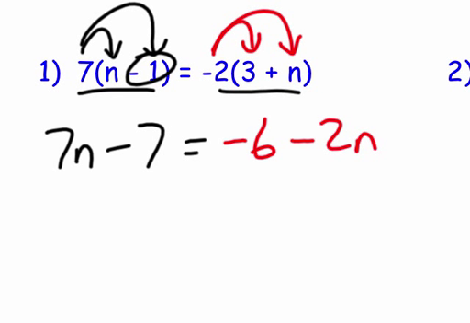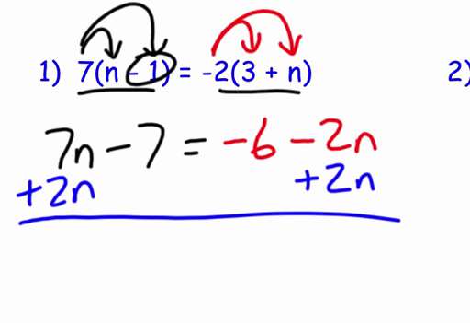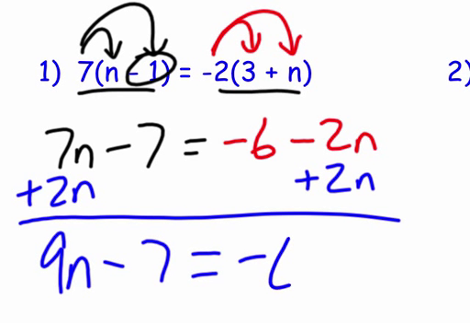Now they're both simplified. So I can get my variable to one side. Usually you want to move the variables that are negative because the inverse is a positive 2n. So to get rid of that -2n, I add 2n. Whatever I do to one side, I do to the other. Got to do it right below the term with the n. So 7n plus 2n is 9n. Bring my -7 down, bring my equal sign down, bring my -6 down.